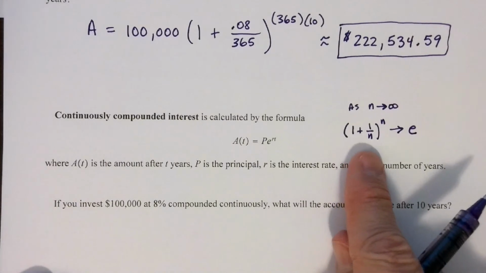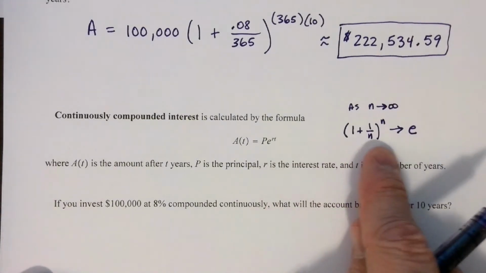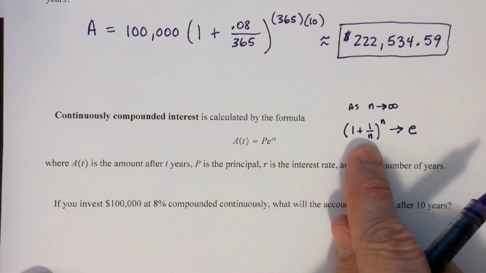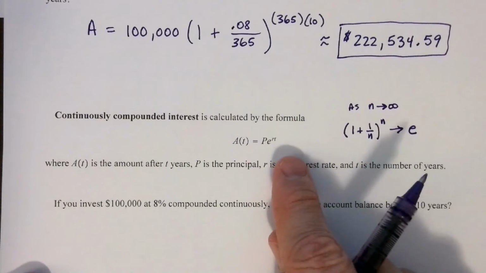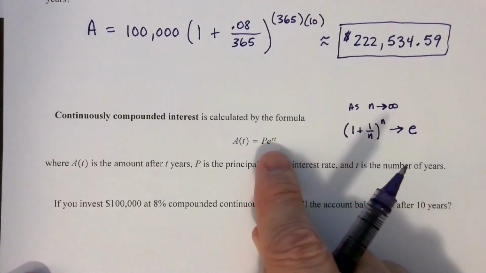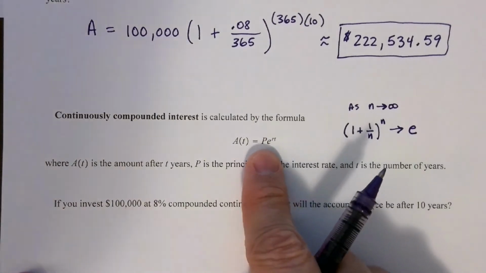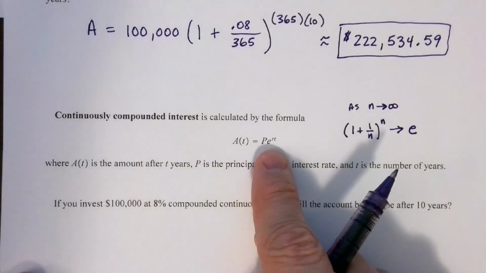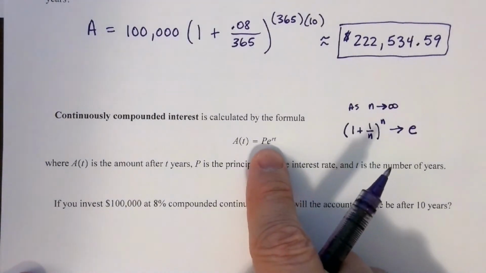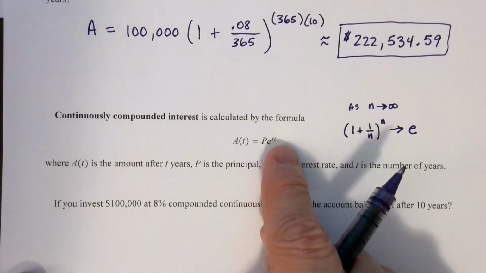And so you kind of get a feeling, because this looks like that compound interest formula in a way. We can manipulate it and get it to look like that. And we can show that indeed as n goes to infinity, where n is the number of compoundings, we get this formula. Some people like to call this the Pert formula, P-E to the rt, but it's principal times e raised to the rt power.